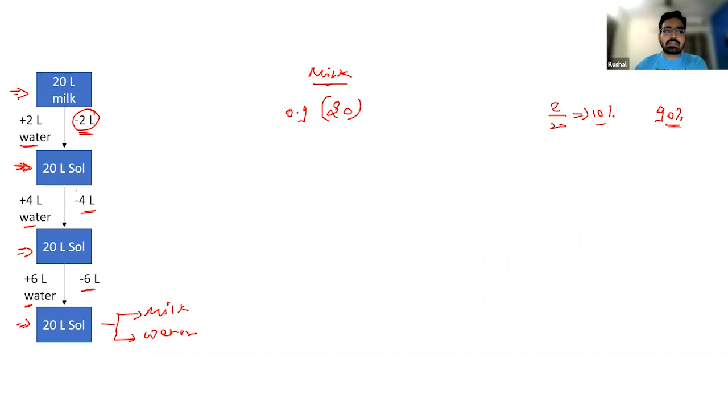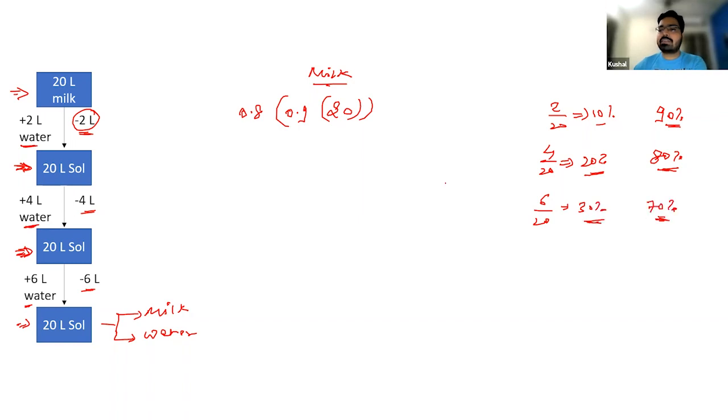So this 20 liters of solution, removing 4 liters of the solution. 4 out of 20, if I remove, that's a 20% removal now. So the leftover quantity will be what? 80%. So I'll take 0.8 of this. Again, adding water does not change the quantity of milk. So in this 20 liters, this will be the quantity of milk. Remove 6 liters, 6 out of 20. If I remove 6 out of 20, that's 30% removal. So what are we left with? We are left with 70%. So I'll take 0.7 of this.